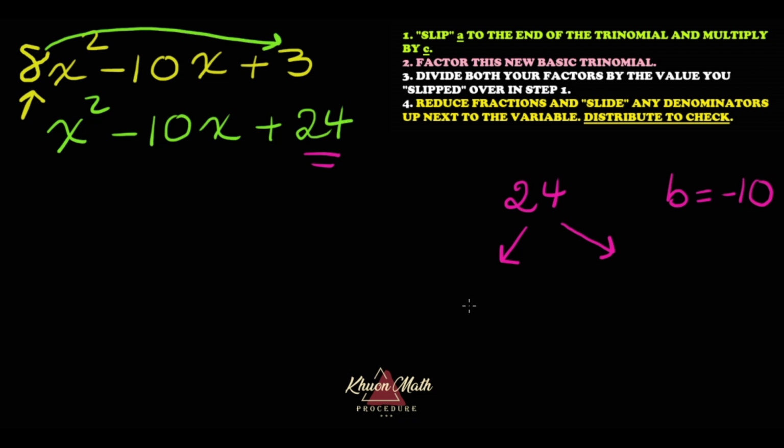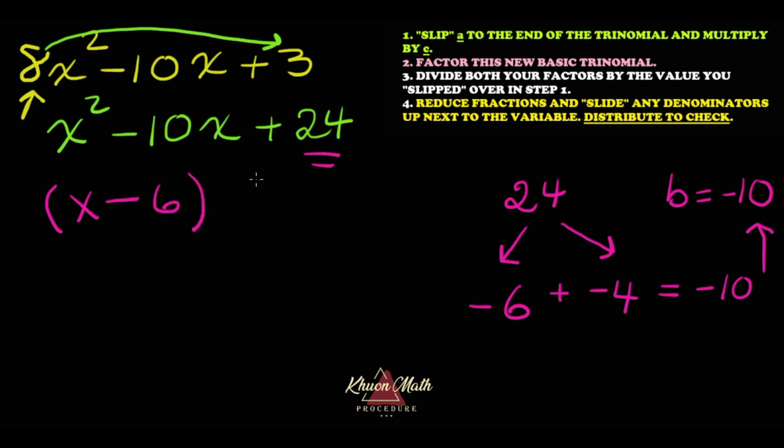How about we try negative 6 and negative 4. Let's see. Negative 6 times negative 4 is positive 24. Negative 6 plus negative 4, well, that comes out to negative 10. So we have the same thing. We got to use those two numbers and write it out in factor form. So it's going to be x minus 6 times x minus 4. Okay, so that's step number 2.